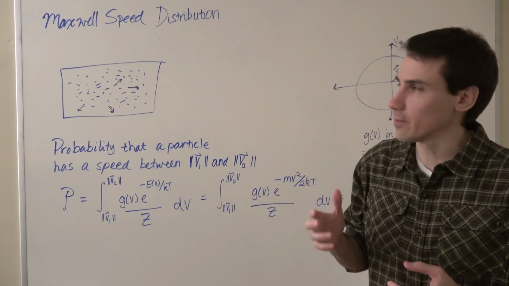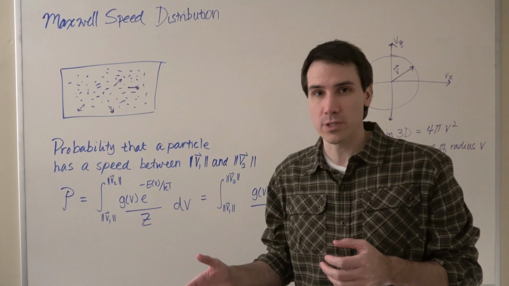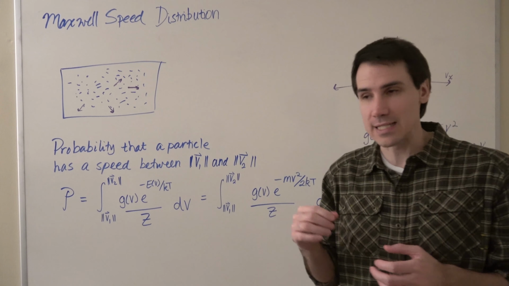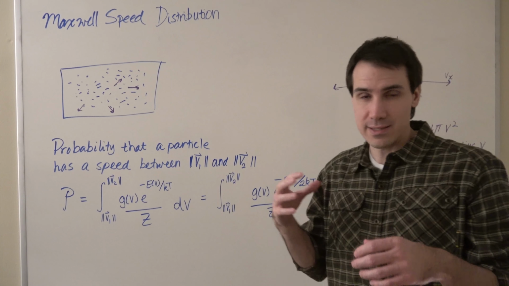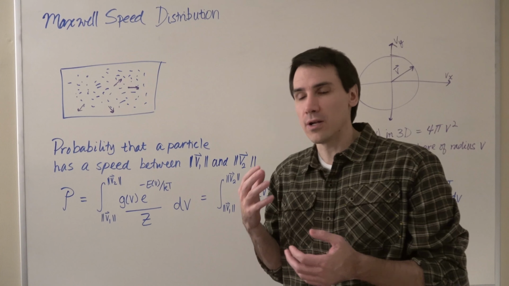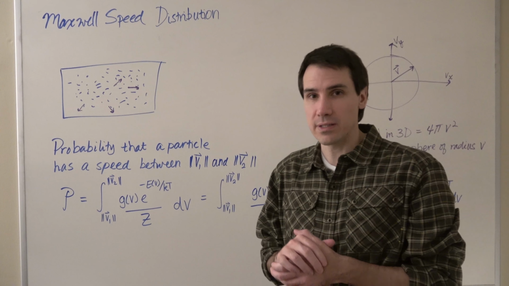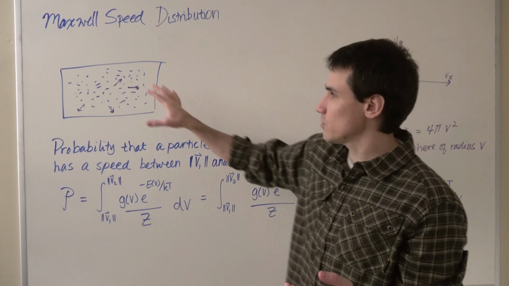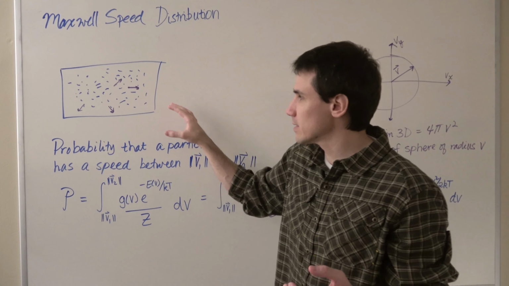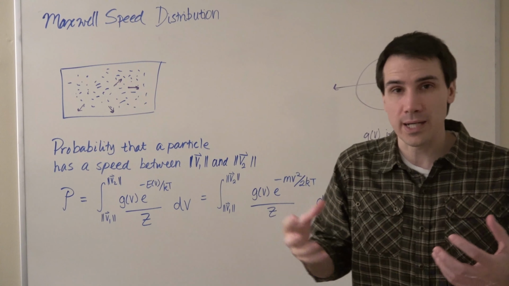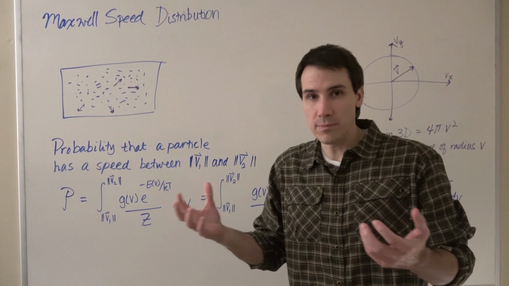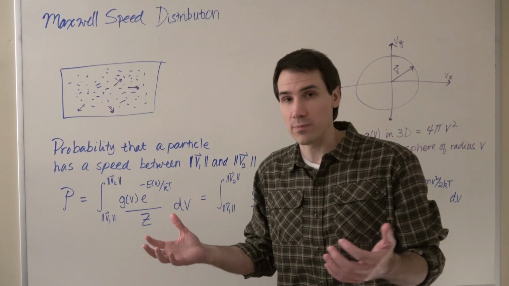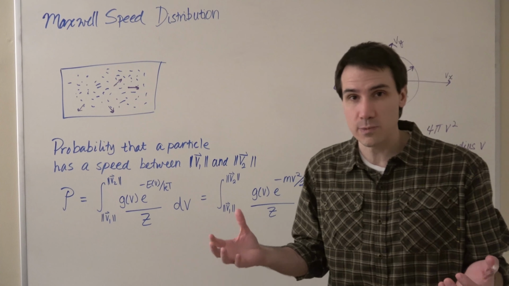In this video, we're going to talk about the Maxwell speed distribution. The Maxwell speed distribution is the number of particles, or percentage of particles, in some ideal gas that are moving with a specific speed. So you can imagine that you have some particles in a box, and these particles are all moving around randomly, and each of them has some speed associated with them.